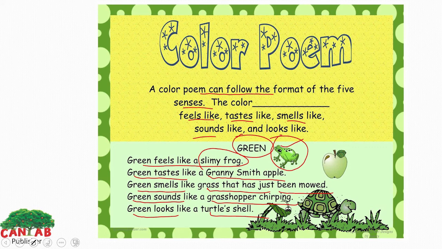Now all the nouns we have, frog, apple, grass, grasshopper, turtle's shell, they are all green color. You can see here the images of it. Apple, frog, grass, grasshopper and the shell of the turtle here are what? Green.